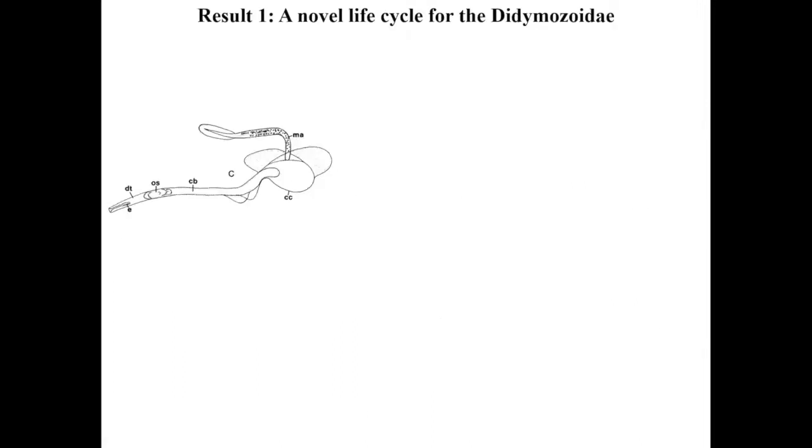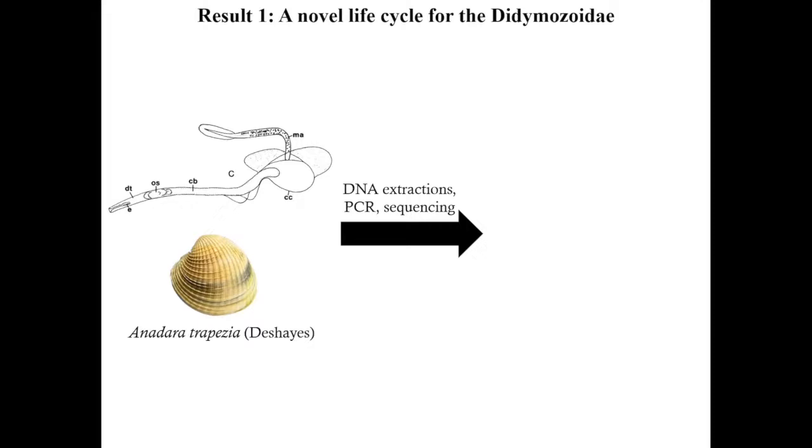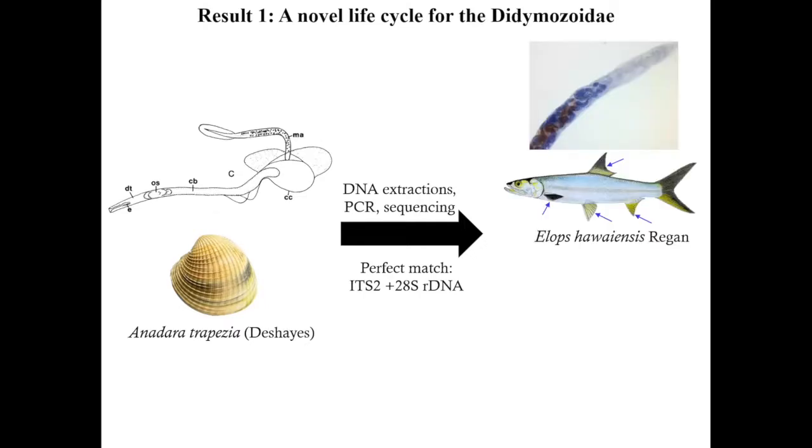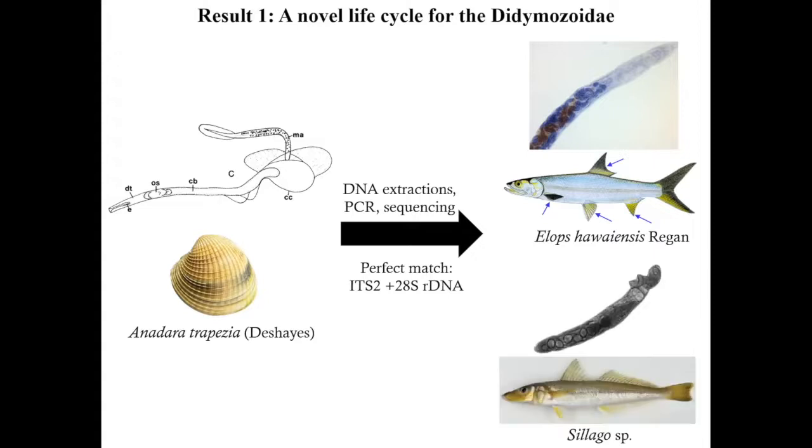My first result is that a cystophorus cercaria, so a hemiurid cercaria, was found in this bivalve in Moreton Bay in Queensland. And after proper molecular analysis, we found a perfect match in ITS2 and 28S rDNA with a didymozoid adult dwelling in the fin membranes of this fish, Elops hawaiiensis, in the same area. We also found a perfect match in ITS2 with metacercarial larvae, so didymozoid larvae, from whiting.